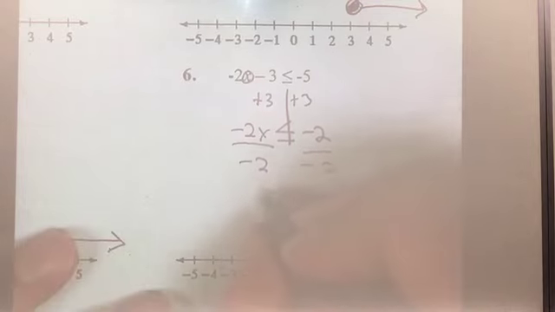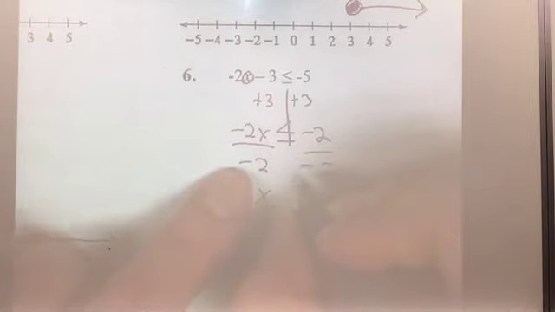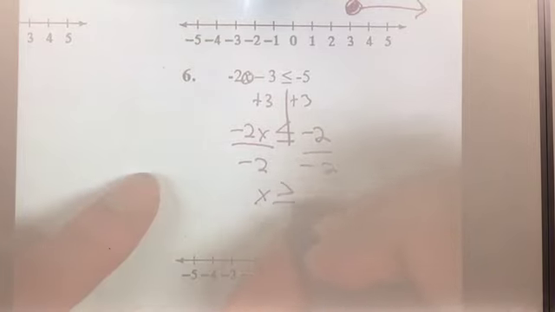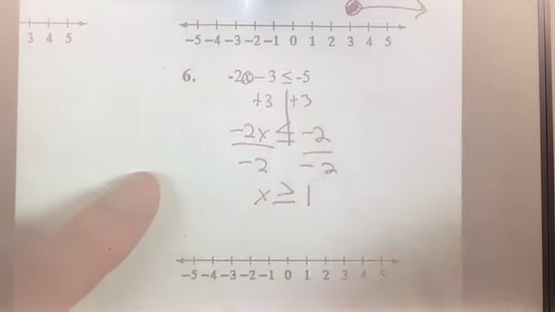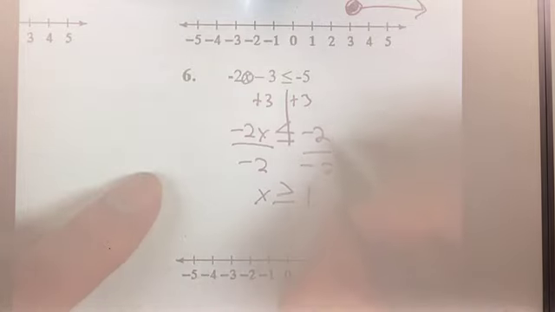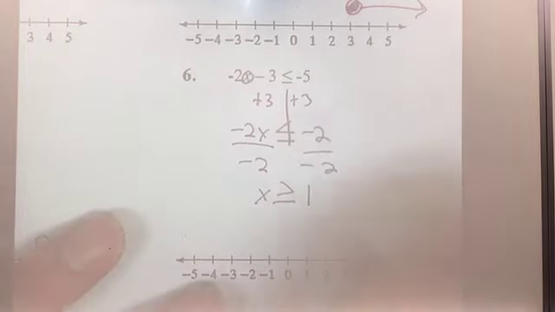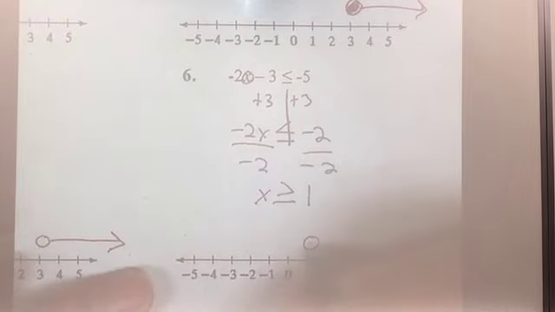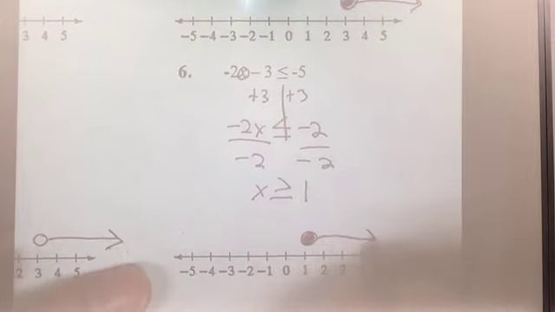Okay, so then I have x. Oh, I divided by a negative, so I have to flip the sign. And I get 1, because negative 2 over negative 2 is equal to 1. So I put my circle above the 1. It's or equal to, so I fill it in. And it says x is greater than, so my arrow goes to the right.